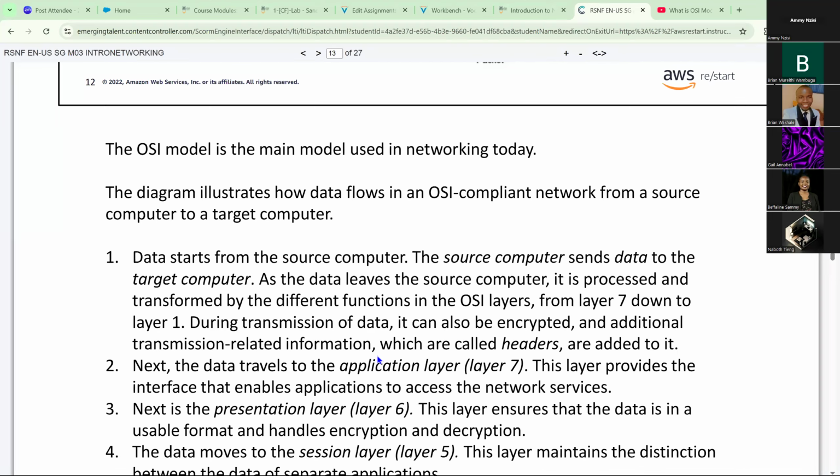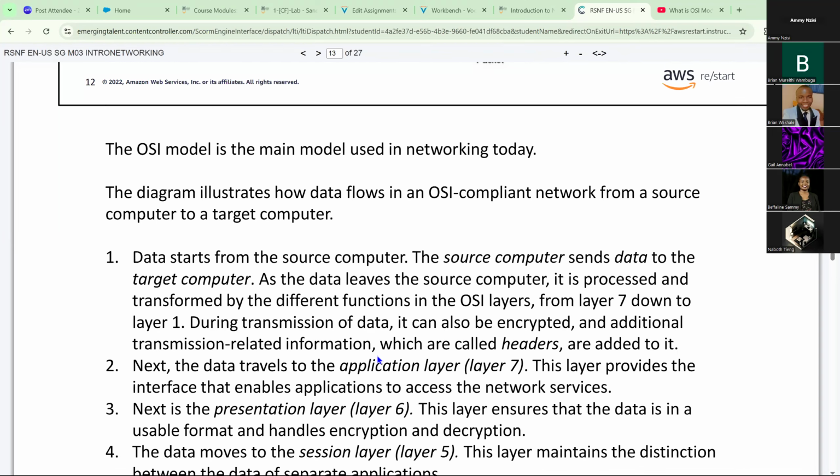Number 2, next, the data travels to the application layer, that is layer 7. This layer provides the interface that enables applications to access the network service. So that's like the gateway into the network services, the application layer. Then next is the presentation layer, that is layer 6, just below the application layer. This layer ensures that data is in a usable format and handles encryption and decryption.